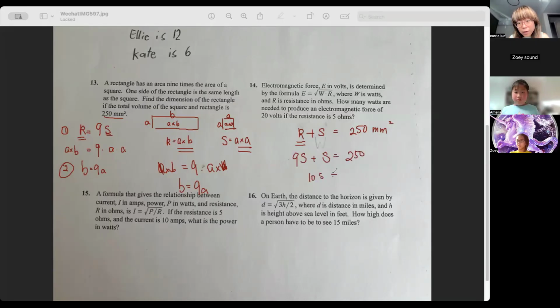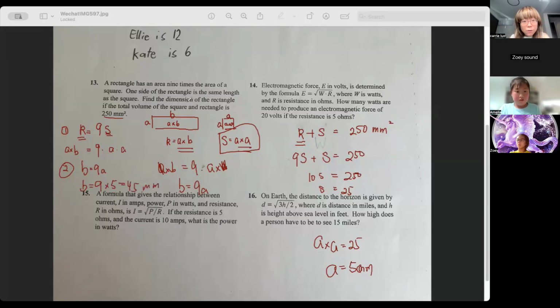So 10 square equals 250. So square equals 25. A square equals A times A, right? So that means A times A equals 25. So A equals 5 millimeter. So if we know the A, do we know the B? So B equals 9 times 5 equals 45 millimeter. So what is the dimension? The rectangle equals 45 times 5. And what is the dimension of the square? 5 times 5.